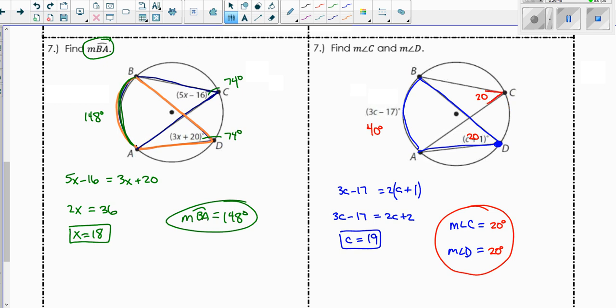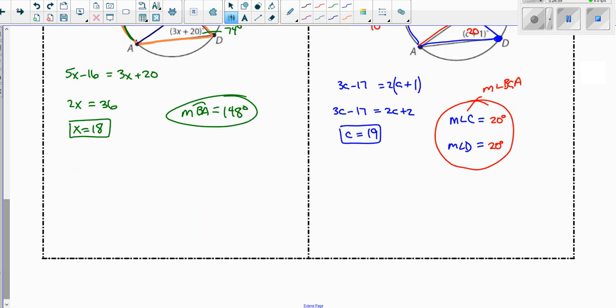However, it would be better to write this angle as the measure of angle BCA, and that way there's no question that it goes from B to C to A. Alright, so that concludes your notes.